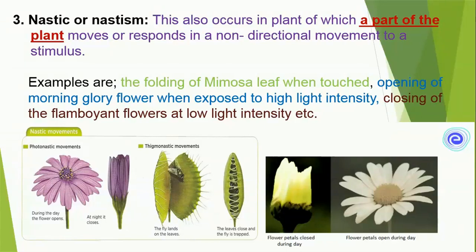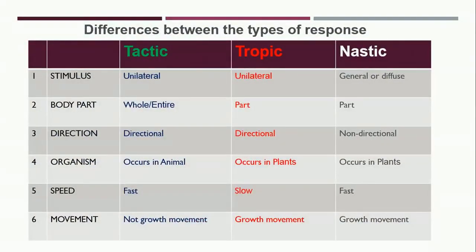So these are represented with these images here. So we have photonastic movement, whereby during the day the plant bloom and open up, but at night it closes up. We have thigmonastic movement in a carnivorous plant. When an insect touches the plant, what happens? It automatically closes up. So that is thigmonastic movement. And the third one here, we also see a flower. During the day the petal will close, but at night it opens up. Right, good.